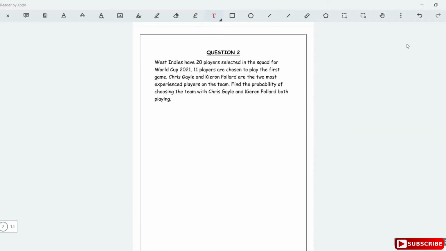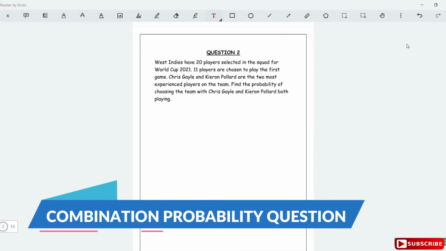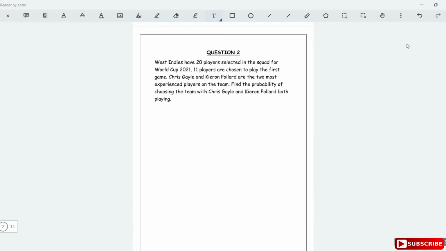Question 2 says, West Indies have 20 players selected in the squad for World Cup 2021. 11 players are chosen to play the first game. Chris Gayle and Kieron Pollard are the two most experienced players on the team. Find the probability of choosing the team with Chris Gayle and Kieron Pollard both playing.